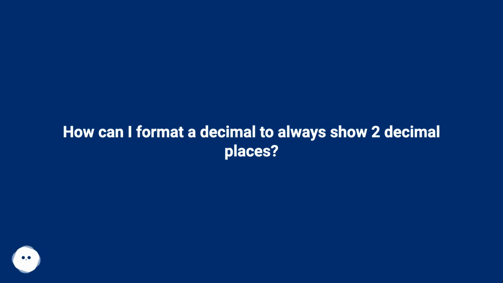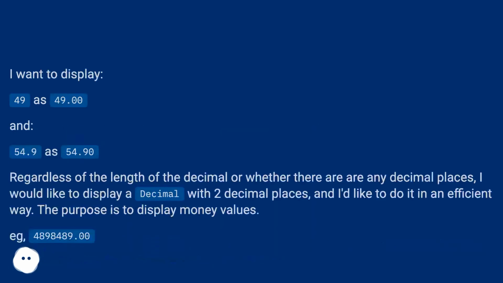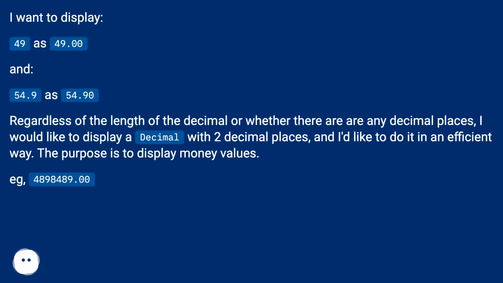How can I format a decimal to always show two decimal places? I want to display 49 as 49.00 and 54.9 as 54.90. Regardless of the length of the decimal or whether there are any decimal places, I would like to display a decimal with two decimal places, and I'd like to do it in an efficient way.